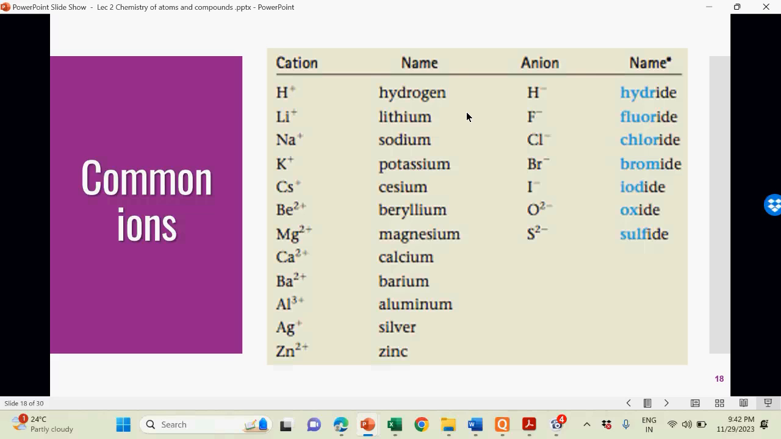You can find polyatomic ions like the hydroxide, the amide, the nitride, the phosphate, and so on. This will be covered later in other lectures. Okay?